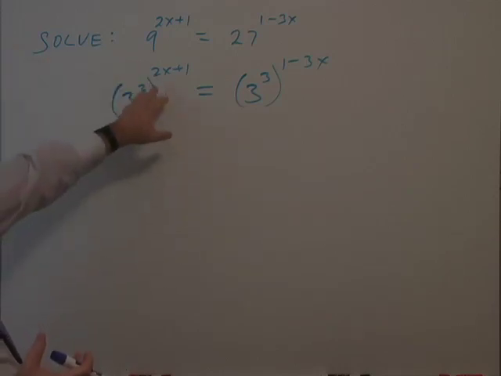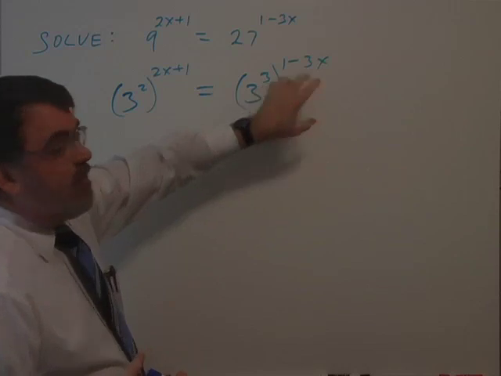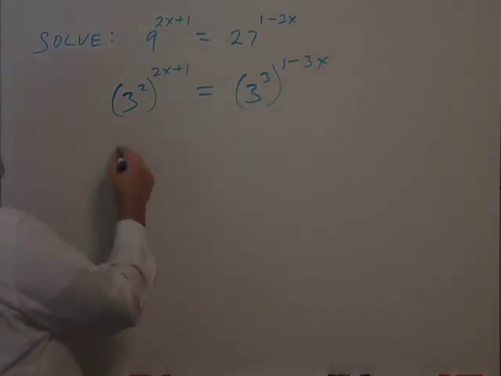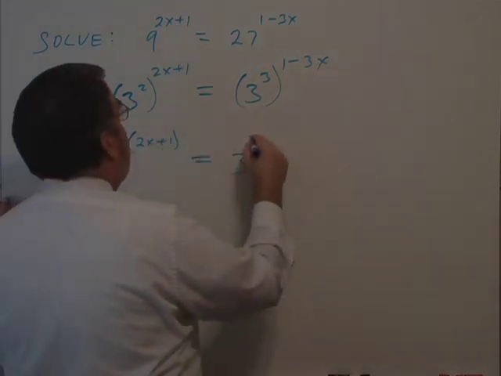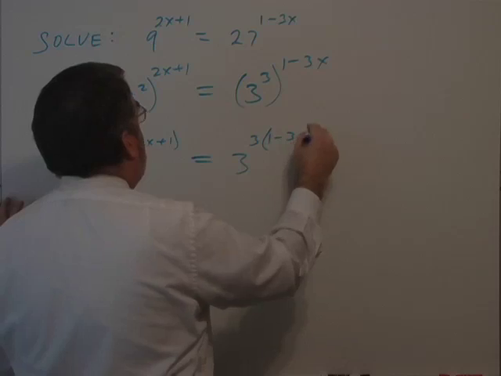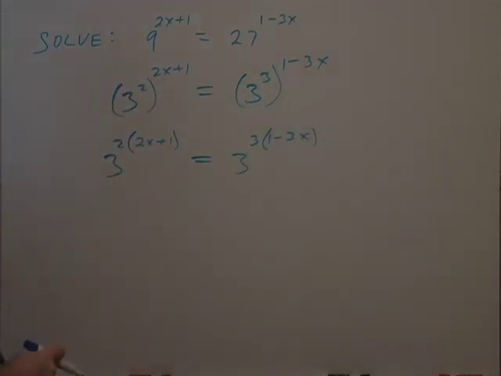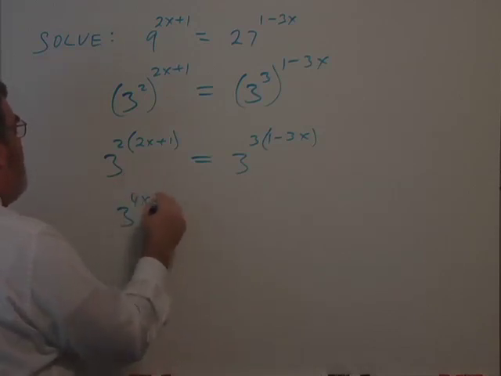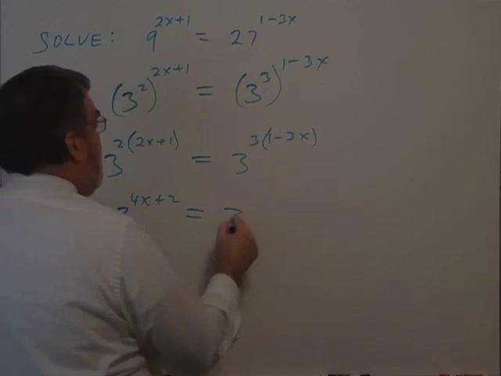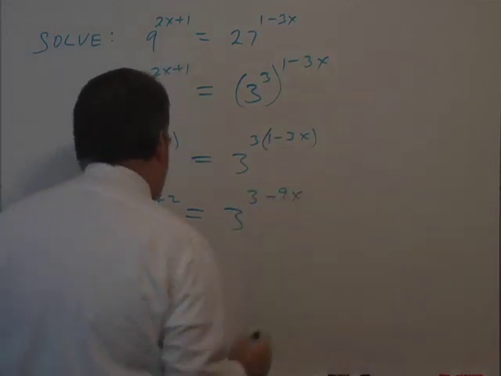When you do that, the power rule says we're going to multiply exponents. So in other words, this is 3 raised to the 2 times (2x plus 1), and 3 raised to the 3 times (1 minus 3x). So we can go ahead and multiply through there. This is 3 to the 4x plus 2, and 3 to the 3 minus 9x.